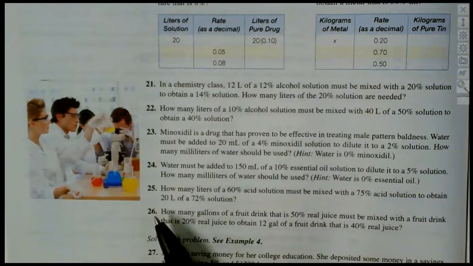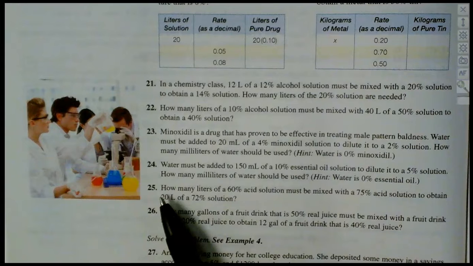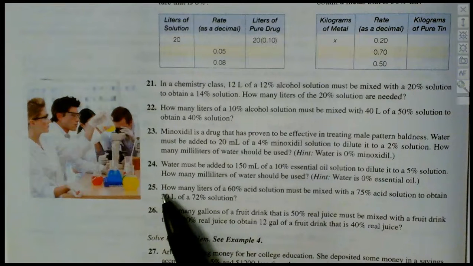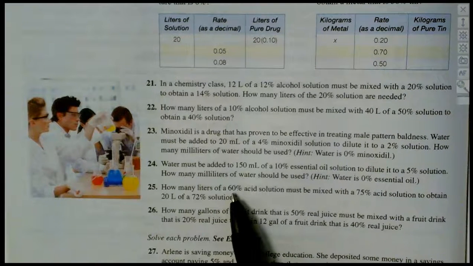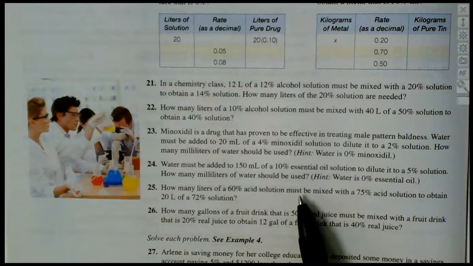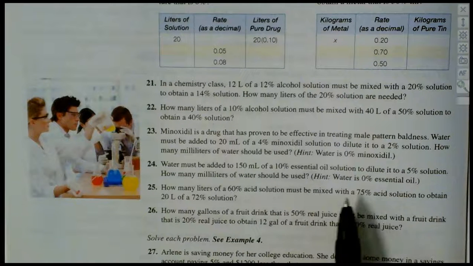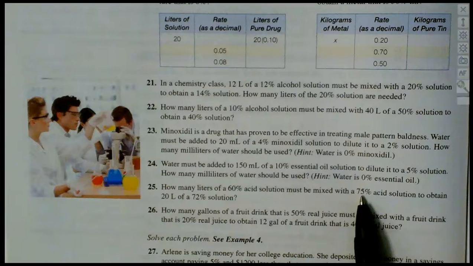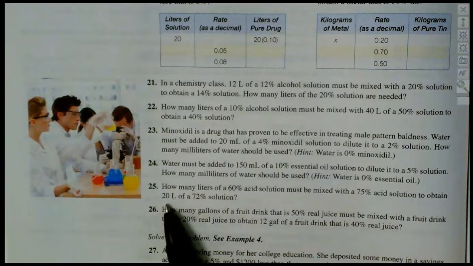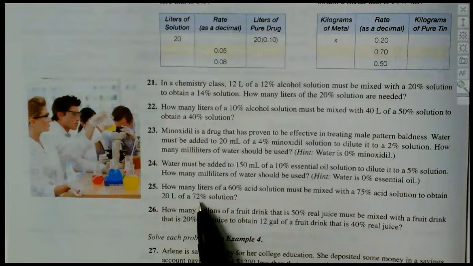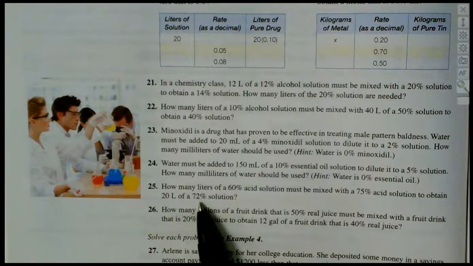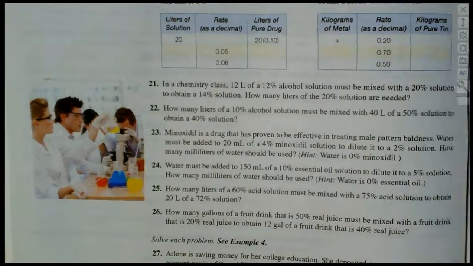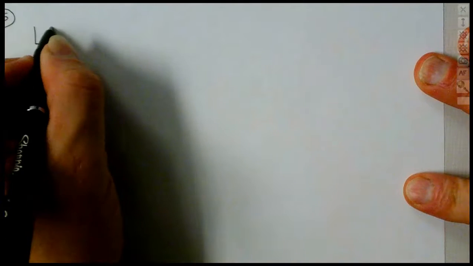Question 25. How many liters of 60% acid solution must be mixed with a 75% acid solution to obtain 20 liters of a 72%? So let's now go ahead and try to create our diagram.